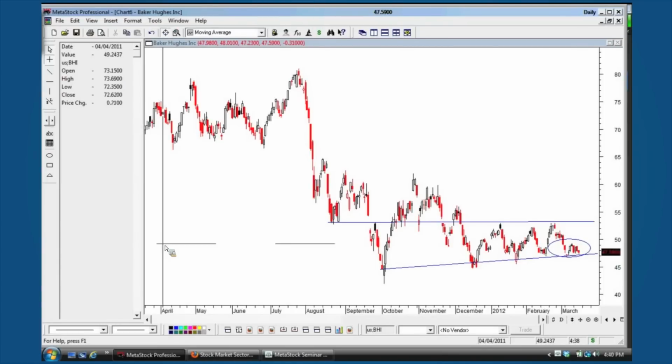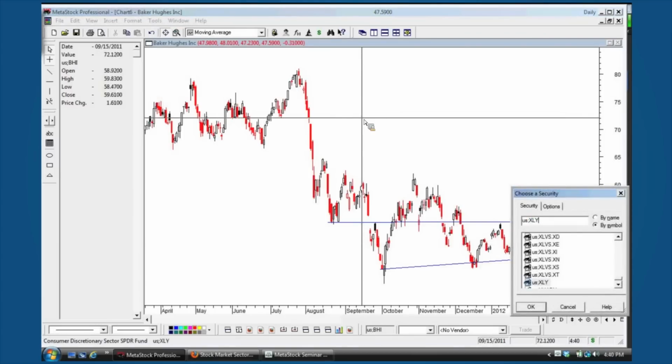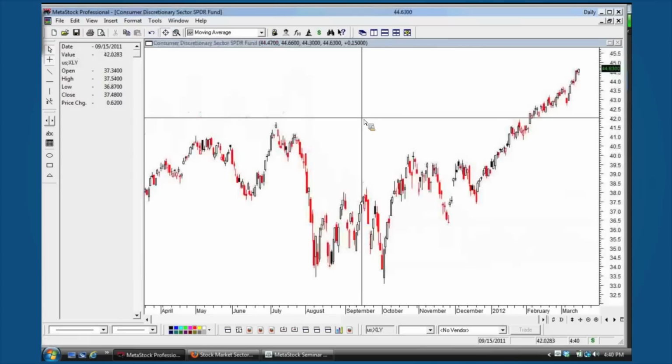So these are just examples of what you take a look at, but you get that from looking at the overall markets. You take a look at the individual sectors. Let's take a look at another sector real quick. You take a look at the XLY, for instance. Look at that. Wouldn't you want to be a part of that little ride there?